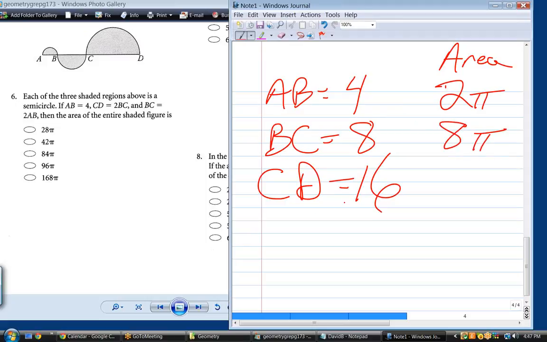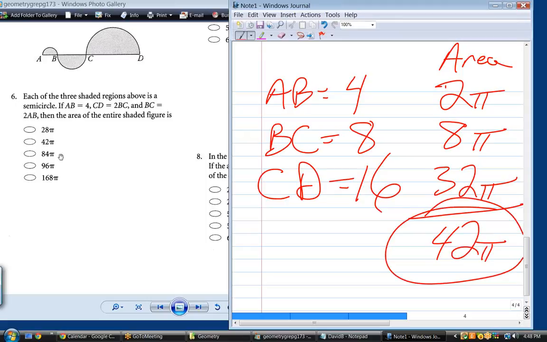Do the same thing with CD. So it would be 128 pi. What's the radius of CD? Oh, sorry. I solved for 8. So it should be 32 pi. You got it. Add all those together, you get 42 pi. That's the answer.